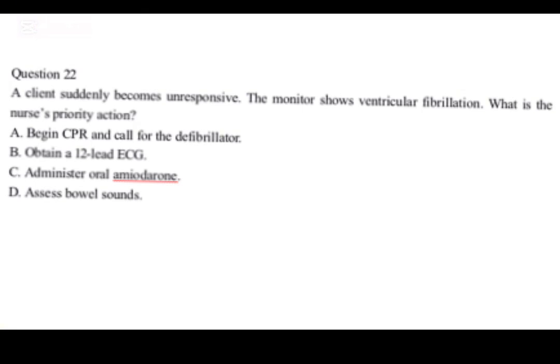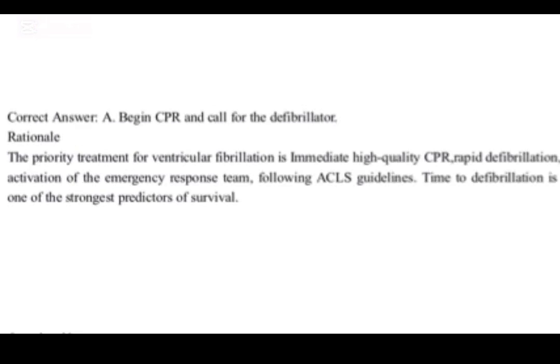A. Begin CPR and call for the defibrillator. B. Obtain a 12-lead ECG. C. Administer oral amiodarone. D. Assess bowel sounds. Correct answer, A. Begin CPR and call for the defibrillator. Rationale. The priority treatment for ventricular fibrillation is immediate high-quality CPR, rapid defibrillation, activation of the emergency response team, following ACLS guidelines. Time to defibrillation is one of the strongest predictors of survival.